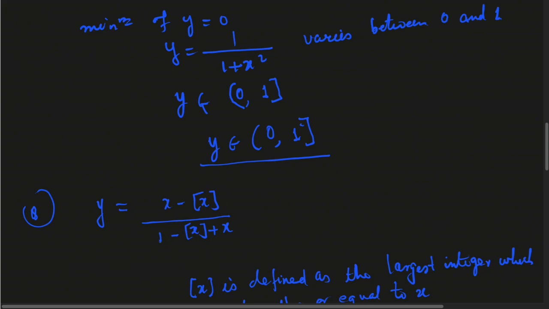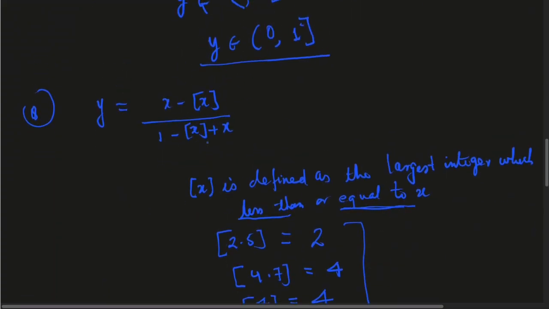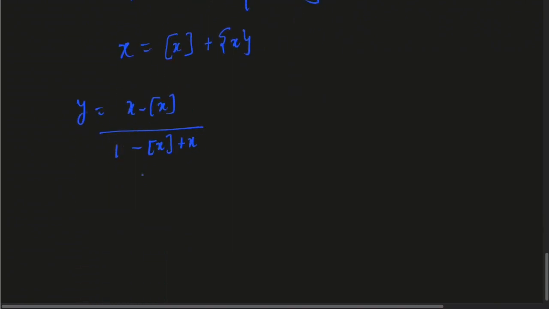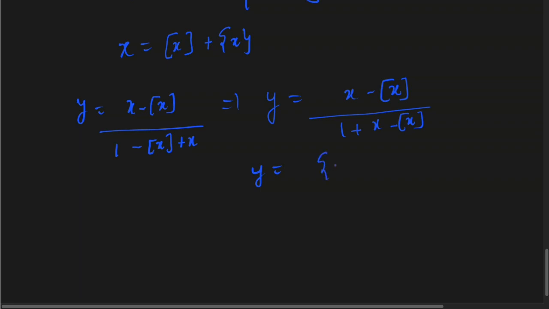x minus greatest integer of x upon 1 minus greatest integer of x plus x. This is the function on our hand. Now we can write this as y equals x minus [x] upon 1 plus x minus [x]. If you see, x minus greatest integer of x gives us the fractional part of x. So we get the fractional part of x upon 1 plus the fractional part of x. So this is actually y. The question is actually this.